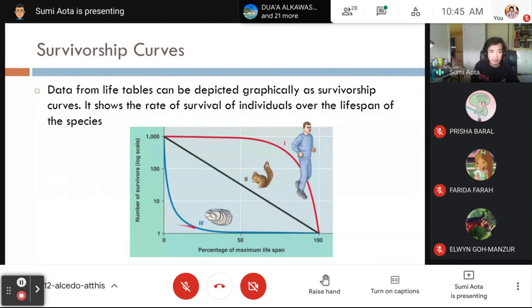Type 3 curves have a really high infant mortality rate. So the parents have lots and lots of offspring, but most of them do not make it to adulthood. The majority of them die. Predation, what have you. Things like mussels would be one example. What other organisms would follow that kind of life cycle, where you have lots of offspring, but only very few survive to adulthood?